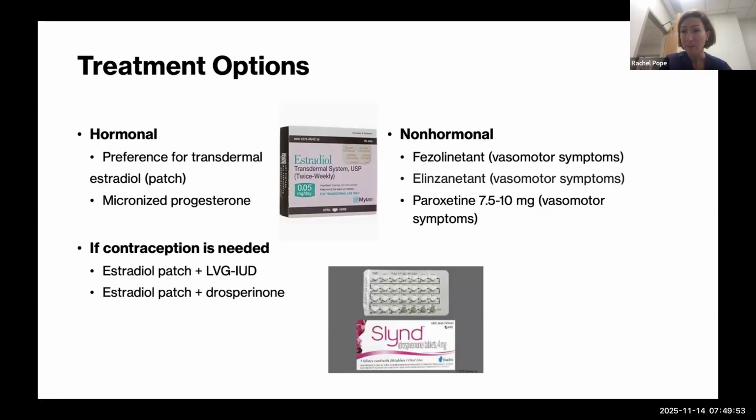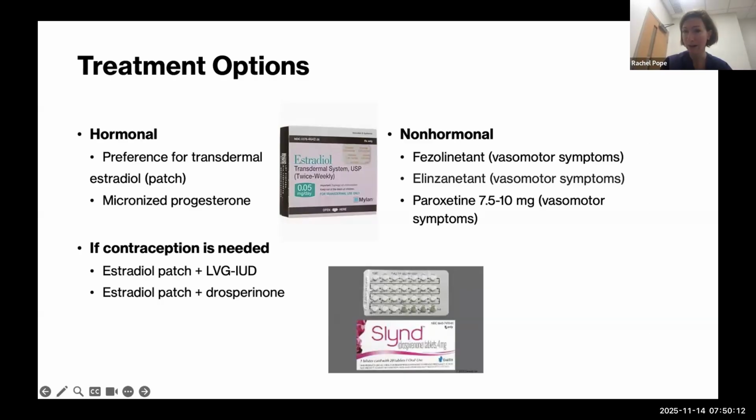The other contraceptive option that I offer for many of my patients who want an estradiol patch because they didn't do well with birth control pills, is to give them Slynd or drospirenone for contraception along with an estradiol patch. These are non-orthodox things, but I think it's important to know that there are options for people.